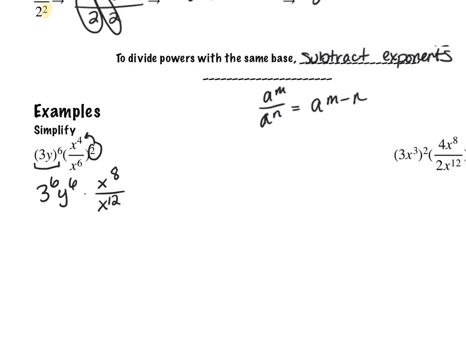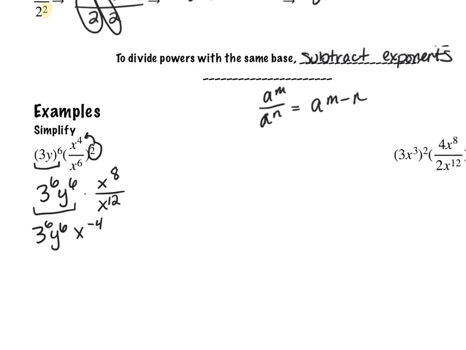So now when I look at that, is there anything I need to do with the 3 to the 6 or the y to the 6? Are there any negative exponents, zero exponents? No. So I'm just going to rewrite that. Now I notice I have two x bases, so what should I do with their powers? Subtract them. So what is 8 minus 12? Negative 4.